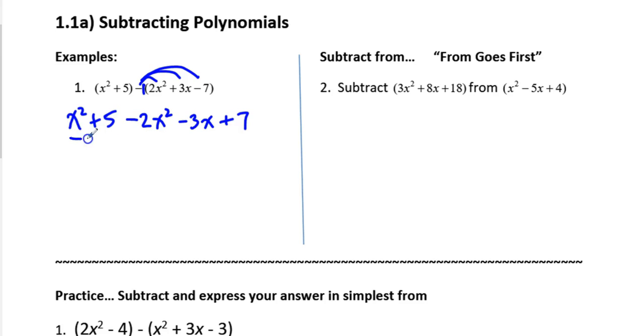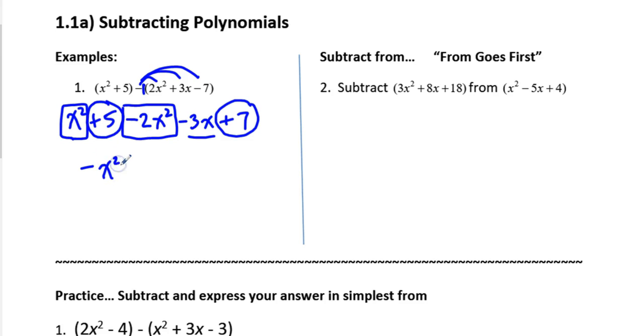Okay, so I see I want to put a square box around the squares. Okay, and maybe I'll just do a little underline under the x, and maybe I'll do a circle for the constants, something like that. Just got a little strategy. Okay, so x squared and minus 2x squared. Okay, that's going to be negative x squared, or -1x squared, followed by the -3x. We write them in order, followed by the 5 plus 7, which is 12.